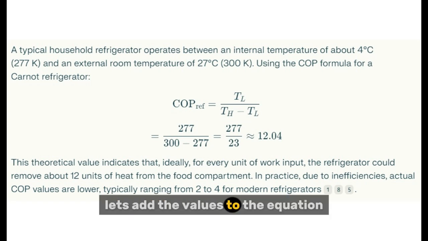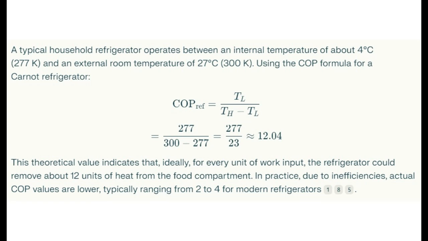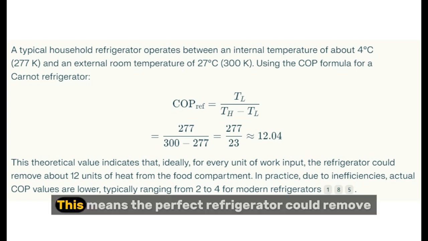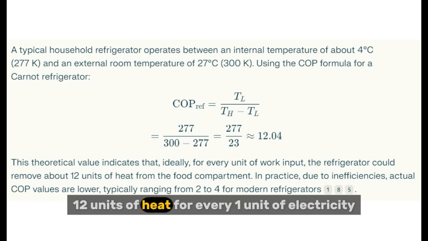Let's add the values to the equation. Best possible COP equals 277 divided by 300 minus 277 equals 277 divided by 23 equals about 12. This means the perfect refrigerator could remove 12 units of heat for every 1 unit of electricity.